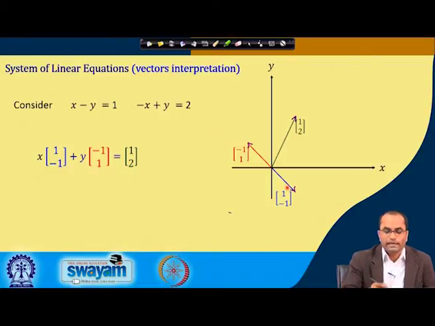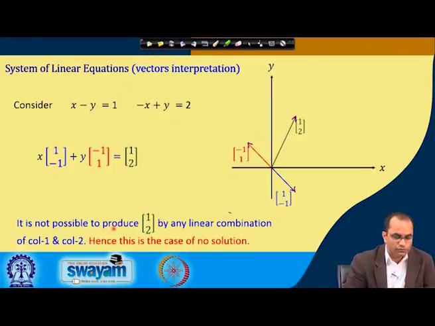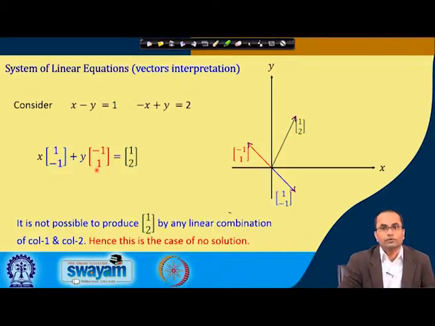So, by any combination of these two vectors, or rather what we usually call a linear combination, and later on we will come up with a better definition of this, we will not get the vector 1 and 2. It is not possible to produce this vector 1 and 2 by any linear combination of column 1 and column 2, and hence this is the case of no solution.